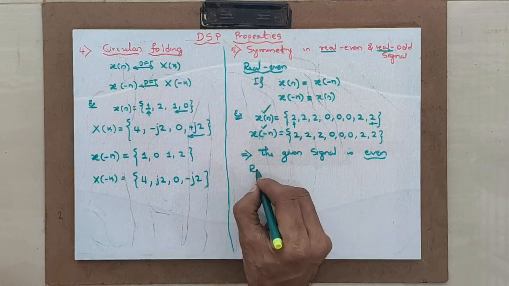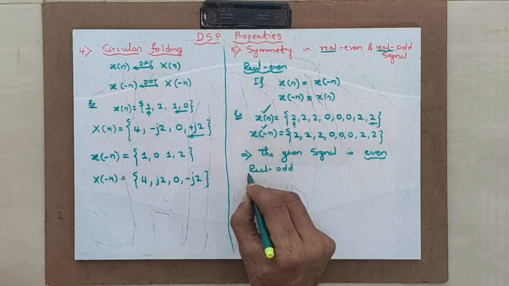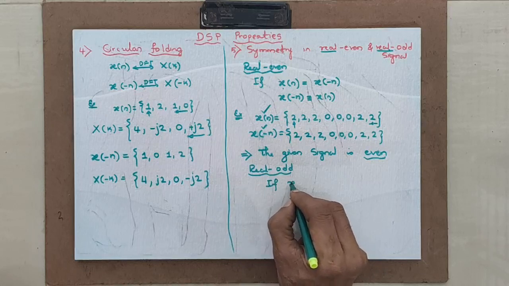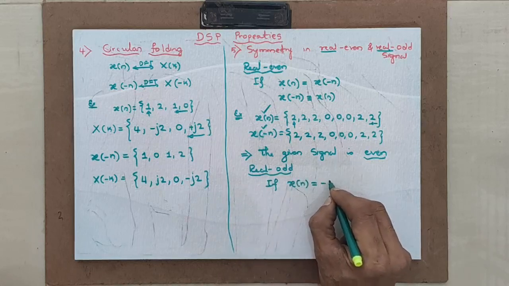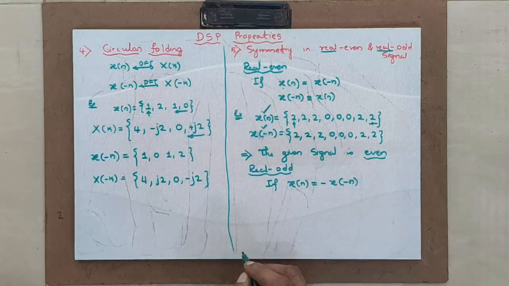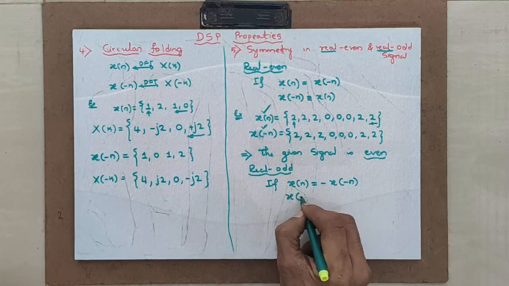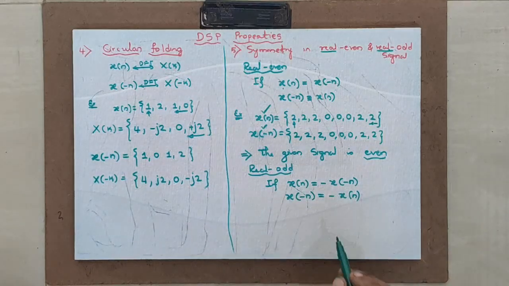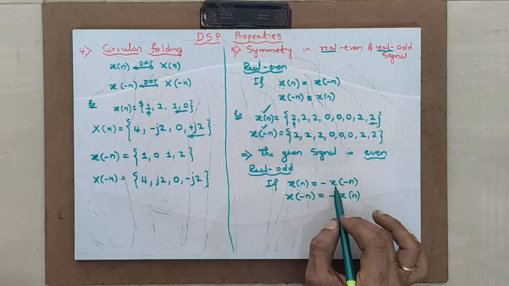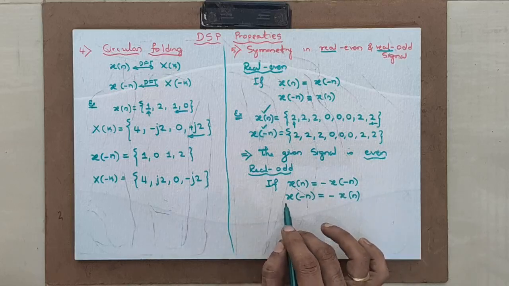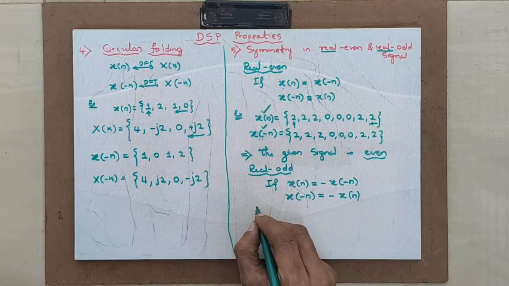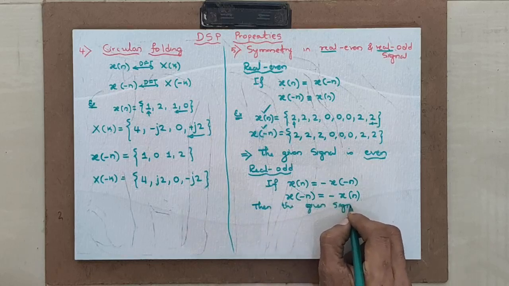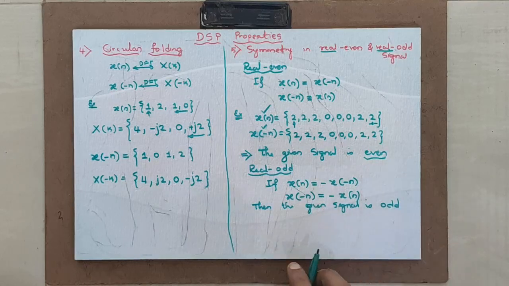Then the real odd signal. A real odd signal is one which follows this property: if x of n is equal to minus x of minus n, or you can write it like this also, x of minus n is equal to minus x of n. The given signal is the negative of the folded signal. If this property is followed, then the given signal is odd.